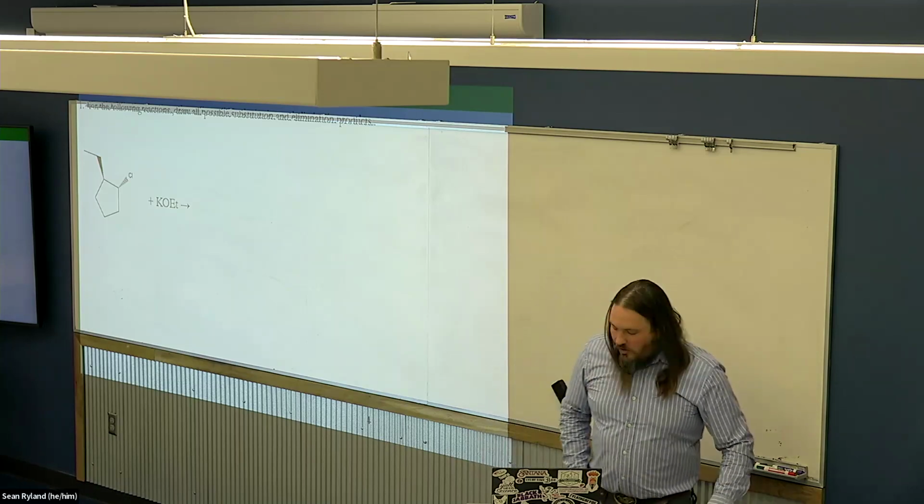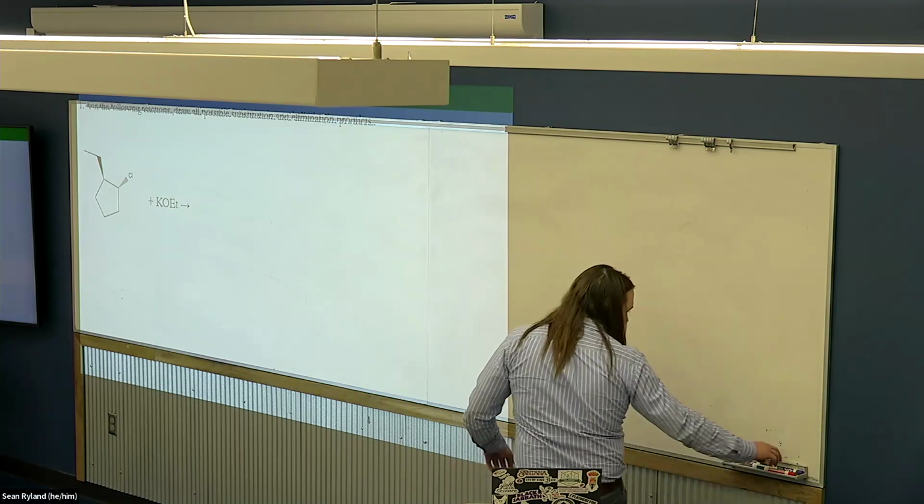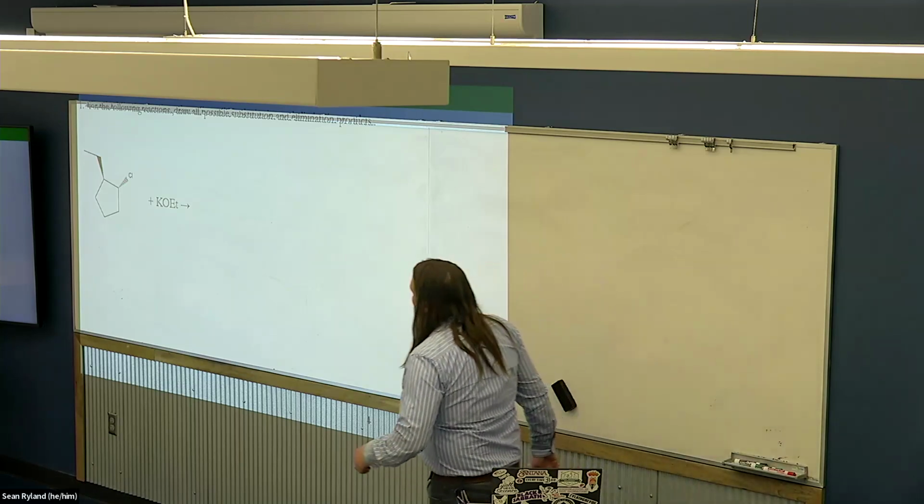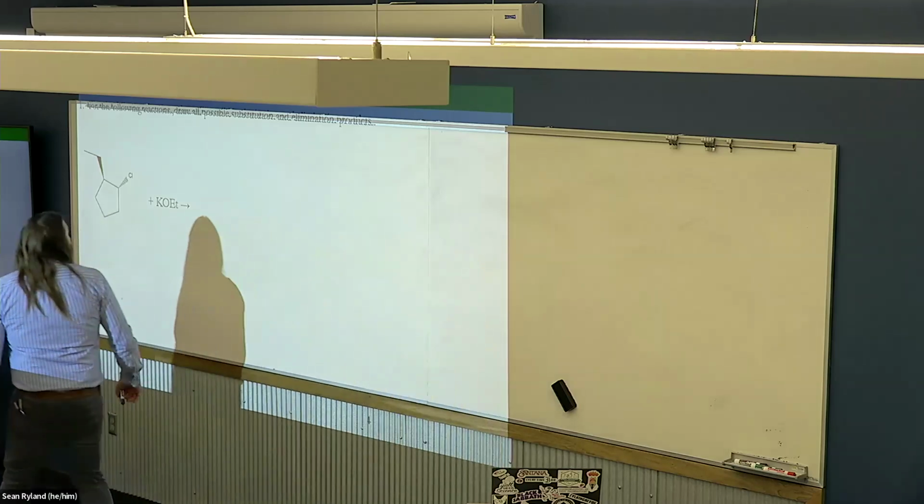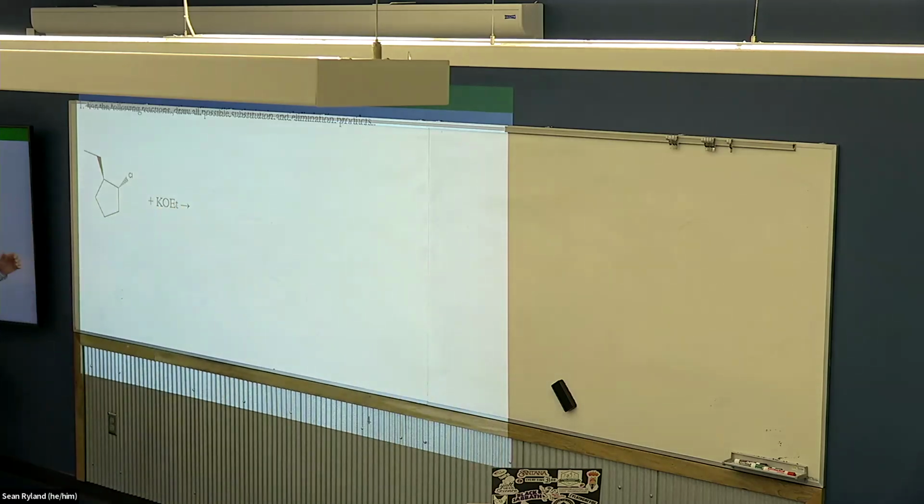So the first part of the test was draw all possible substitution elimination products. That meant we were talking about all four of our mechanisms, which were, give me one, E1, E2, SN1, SN2, bingo. All right, so which one of those is gonna have the fewest possible products? That's the one I like to start with, it's the easiest one.